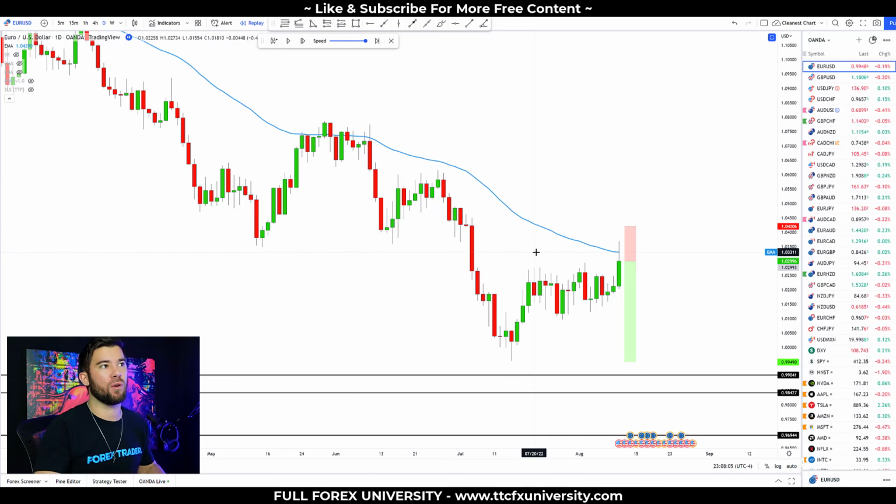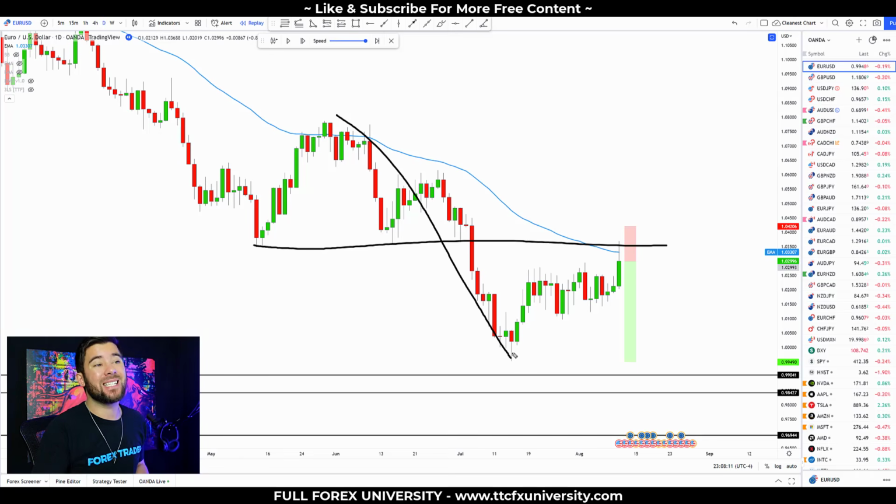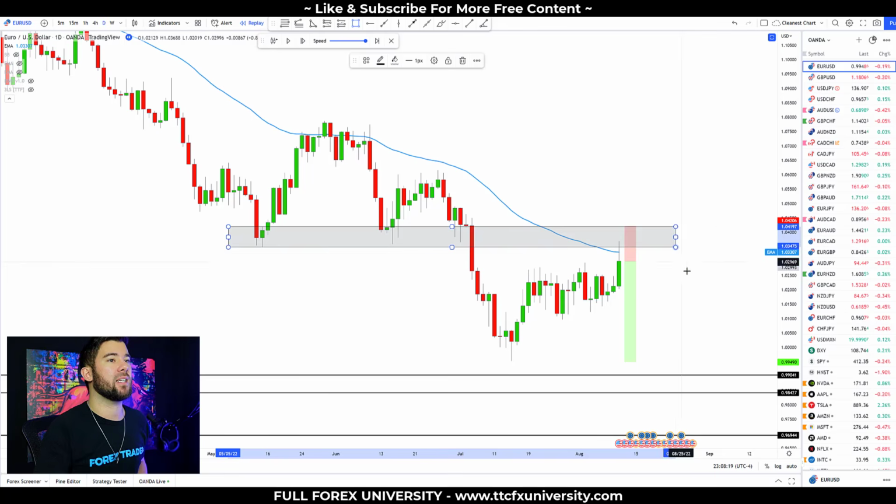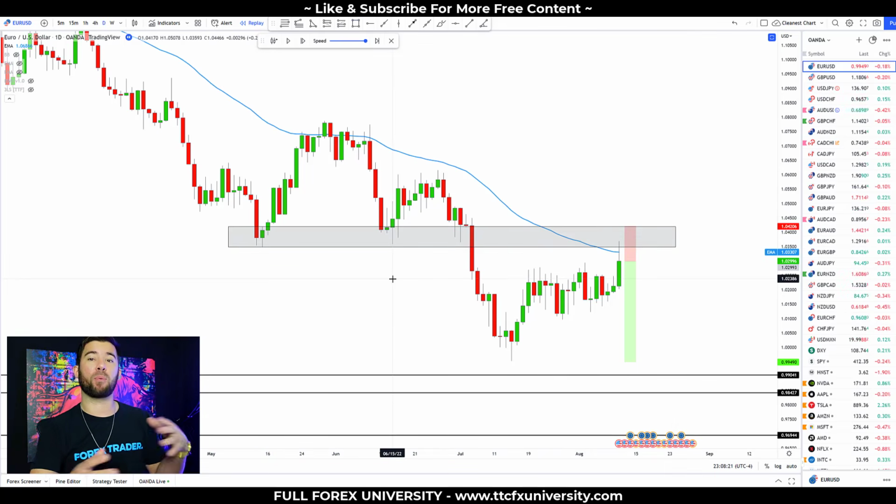So what has the euro dollar done? Our previous lowest lows were right here. We broke below those lowest lows. And since then, we've had a nice pullback back into these lowest lows. I'll draw a little box there to help you visualize that a little bit better. As you can see, there is a nice area of previous support that should turn into resistance.